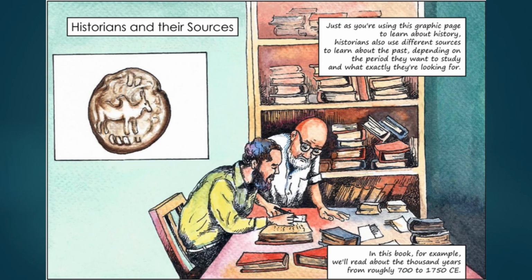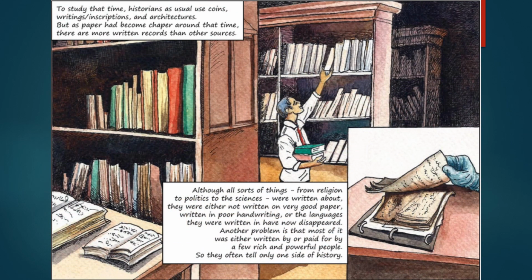Historians and their sources. Just as you are using the graphic page to learn about history, historians also use different sources to learn about the past, depending on the period they want to study and what exactly they are looking for. In this book, for example, we'll read about the 1,000 years from roughly 700 to 1750 CE. To study that time, historians, as usual, use coins, writing or inscriptions and architecture.